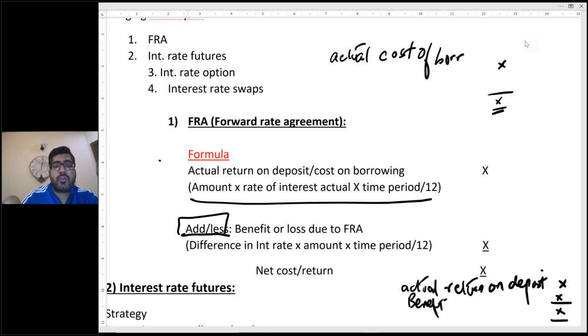Similarly, let's suppose you have a case of borrowing, so you will firstly record actual cost of borrowing, and then you find that you got loss due to FRA. It can be added, it can be deducted. Now you have written actual cost of borrowing, and then you get loss. Loss increases cost, therefore added.